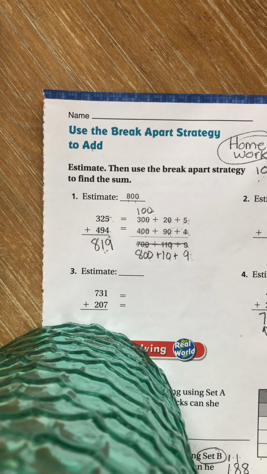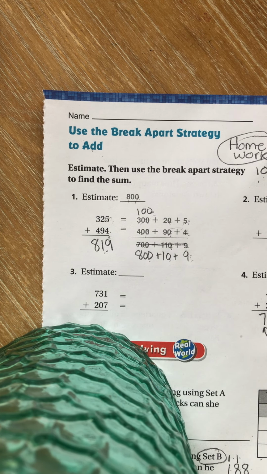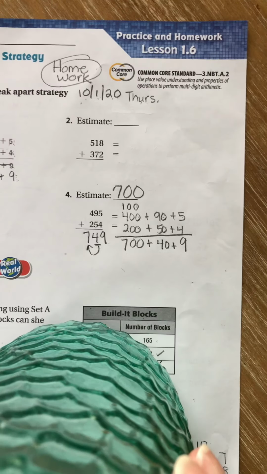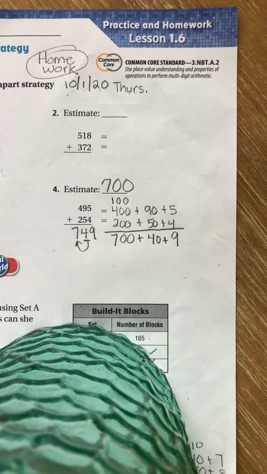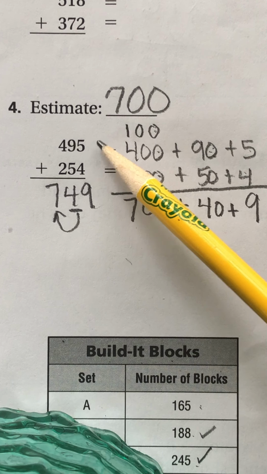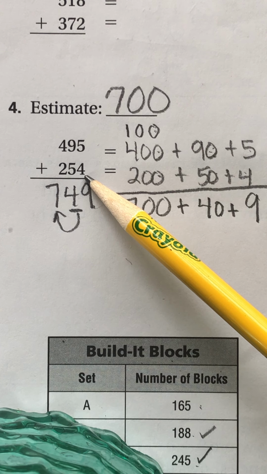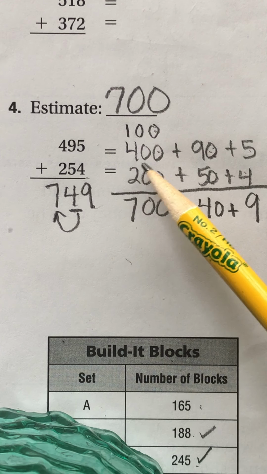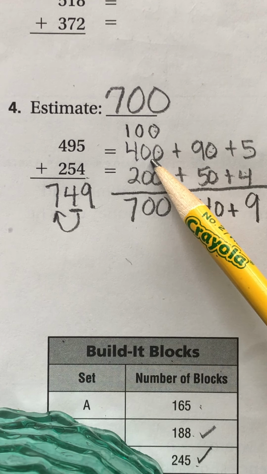Now, before I show you number 4, if I'm moving too fast, always pause the video so you can copy what you need to copy, and then you can hit play again when you're ready. Now, I'm going to number 4. Here is the problem. 495 added to 254. What will we do first? I want you to use the break apart or the expanded form to show me the value of each number.